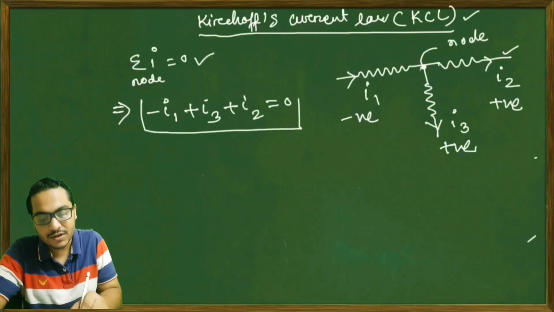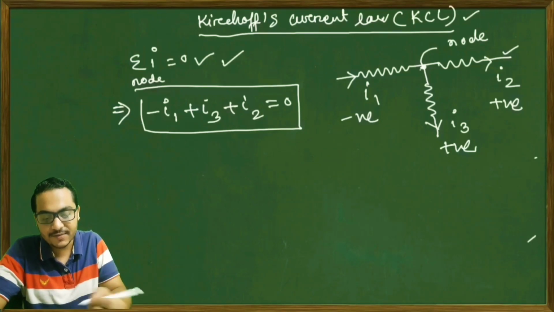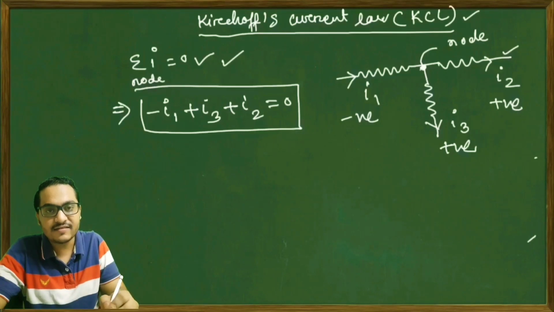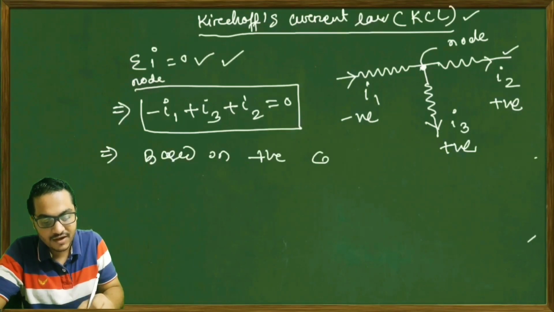So this is all about your Kirchhoff's current law. And one more thing, Kirchhoff's current law is based on the conservation of charge or conservation of current. So how is it based on conservation of charge? Now see, the net current entering and the net current leaving must be equal. Here the statement says that there is no accumulation of charge at this node. So this is based on the conservation of charge. So write down, this is based on the conservation of charge.